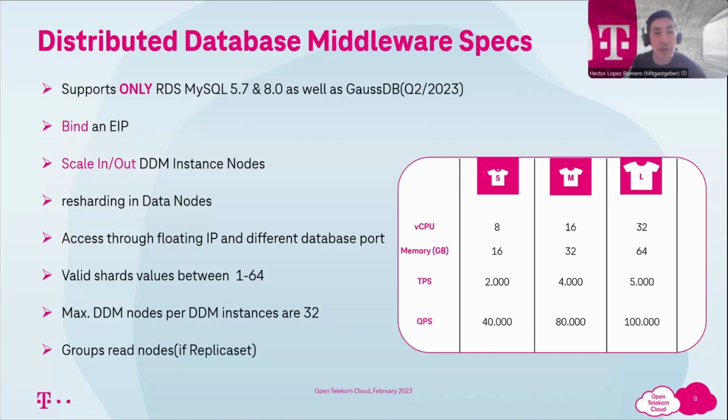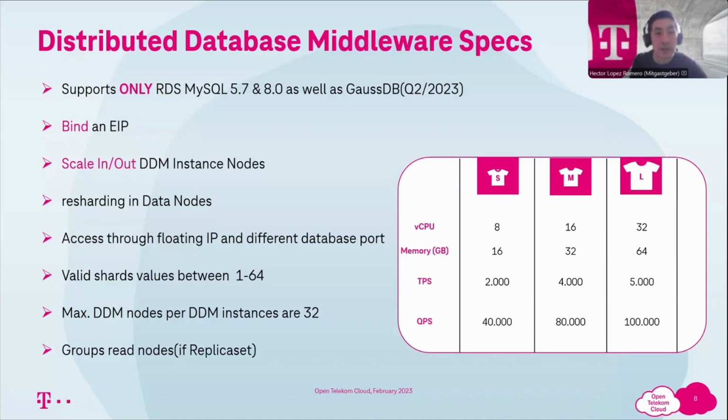You can scale in and scale out DDM instance nodes. If you see that the traffic is too high, you can use a monitoring solution to get metrics and see if you have to extend your current DDM from 2 nodes to 3, 4, 5. You can even create up to 32 DDM nodes in one instance. That is really huge, and with that you will solve connection issues.